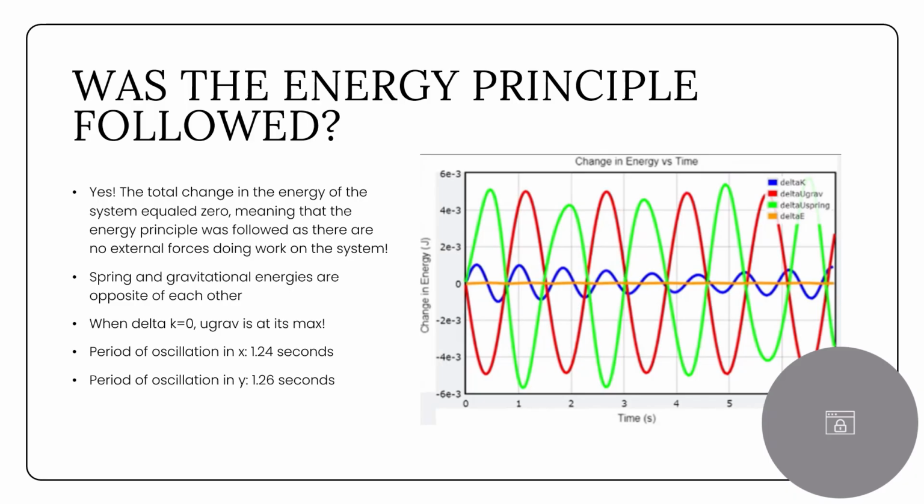And then for comparison of the period of oscillation in the X and Y axes, the period of oscillation in X is around 1.24 seconds, and the period of oscillation in Y is around 1.26 seconds. These should be around equal to each other, however, due to possible errors that I'm getting into on the next slide, they are not.